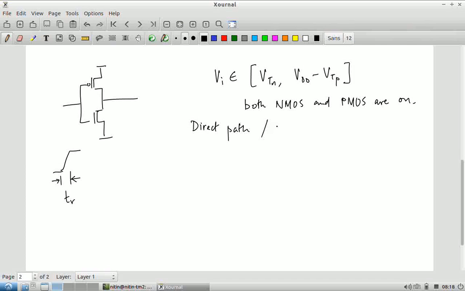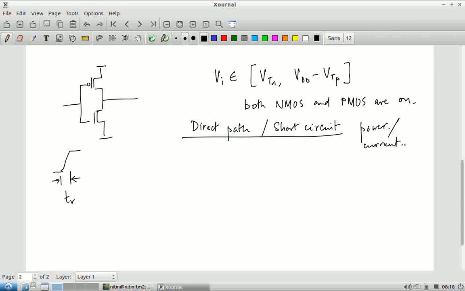Or a short circuit from VDD to ground. Okay. This kind of power dissipation is typically called the direct path power or the short circuit power. And the current that is associated with it is called the direct path current or the short circuit current.